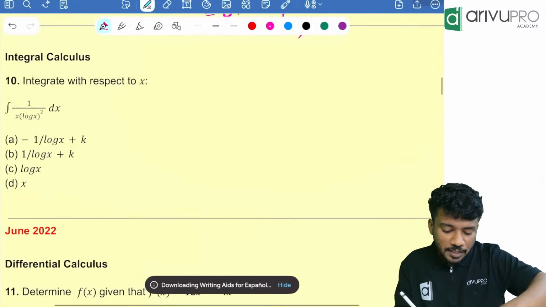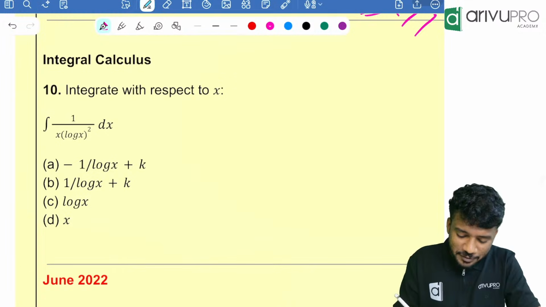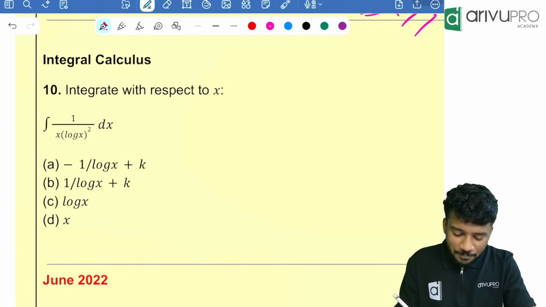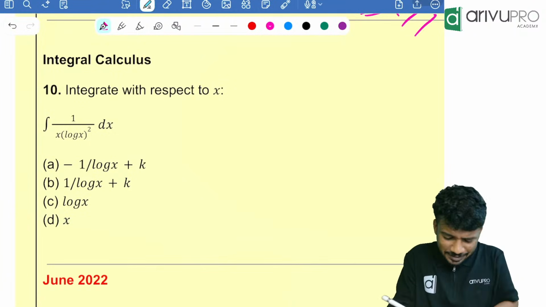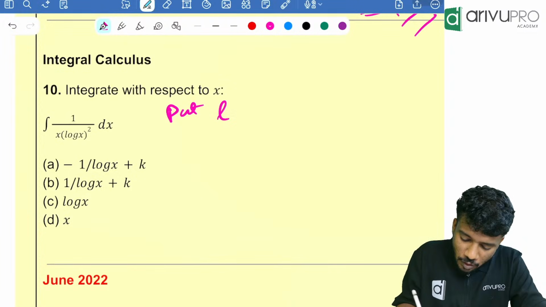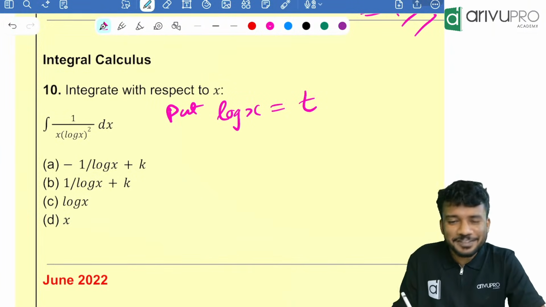Okay. Now, integration. A direct question. Integrate with respect to x: the integral of 1 divided by x into log x whole square dx is how much? People, what is the logic? Put log x is equal to t. You know the step, right?